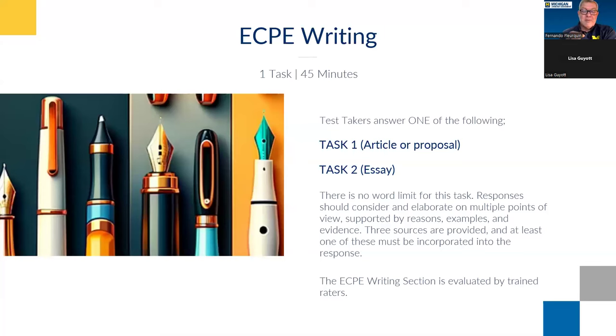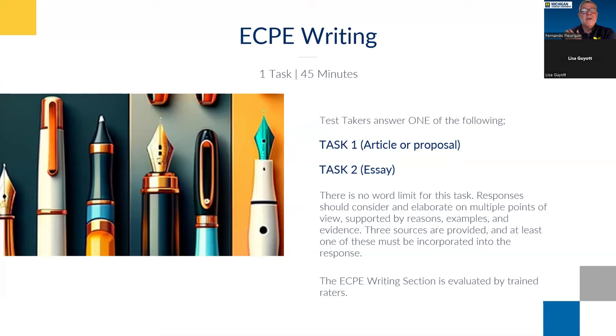Again, I'm sure that all of you are familiar. If you're here, it's because you already know ECCE and ECPE. In this case, ECPE, the C2 level exam. Test takers have 45 minutes to complete one task. They have two options to choose from. They can get an article or a proposal as one of the options, or they will have an essay as the other option to choose from.